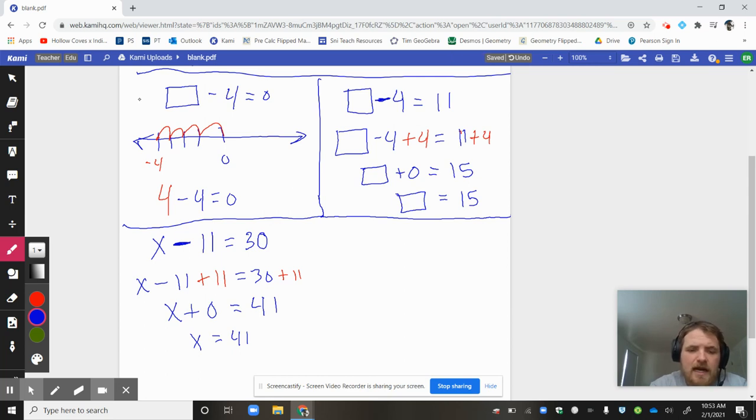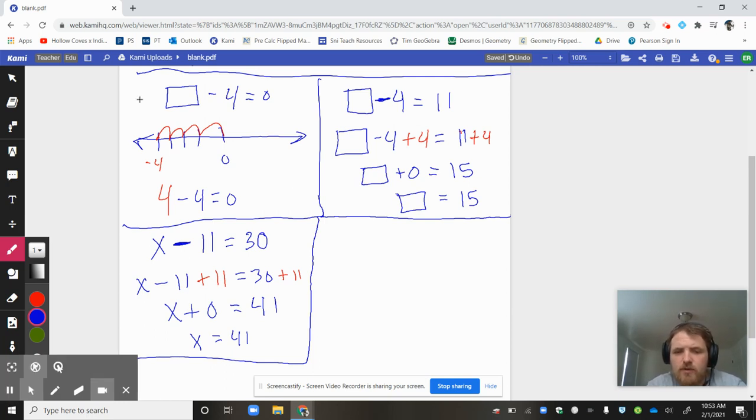Now, to be more consistent with what you're going to see in the future, most people don't write it horizontal like that. They'll write it more vertical. So let's do a similar question. Let's say x minus 6 equals 20.